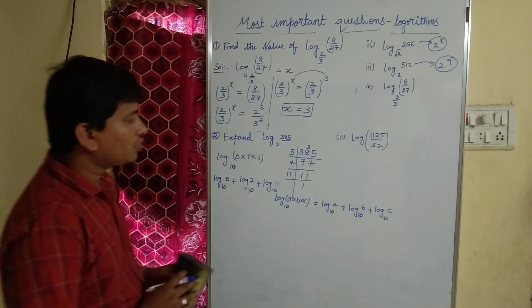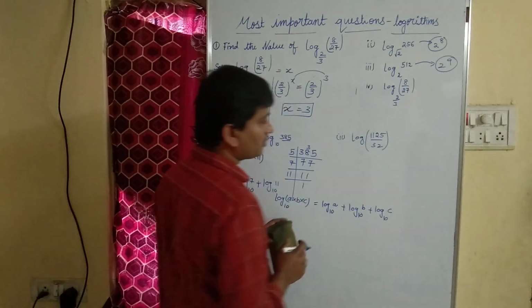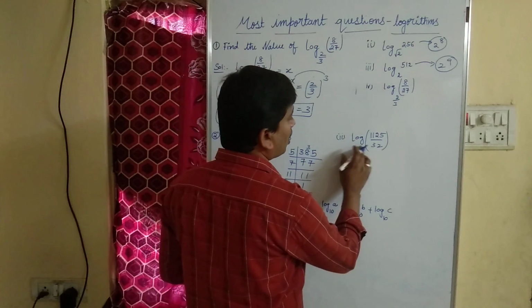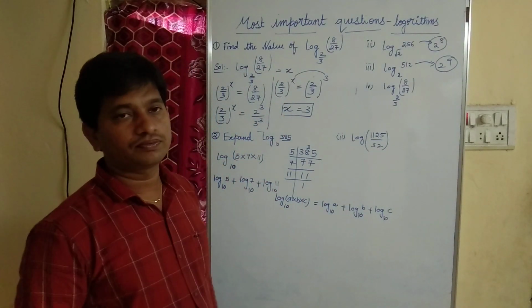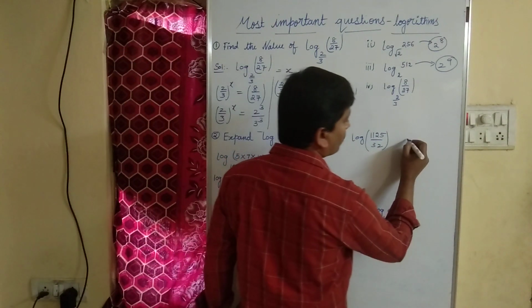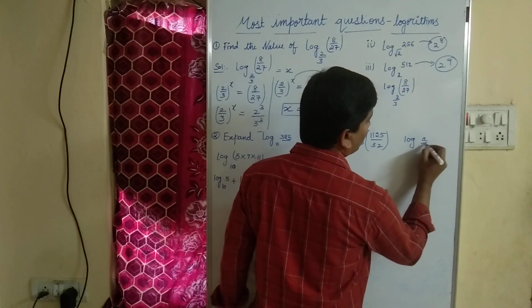Okay. Now coming to second question. Our second question is expand log 1125 to the base 32. See, which is in the form of log a by b.